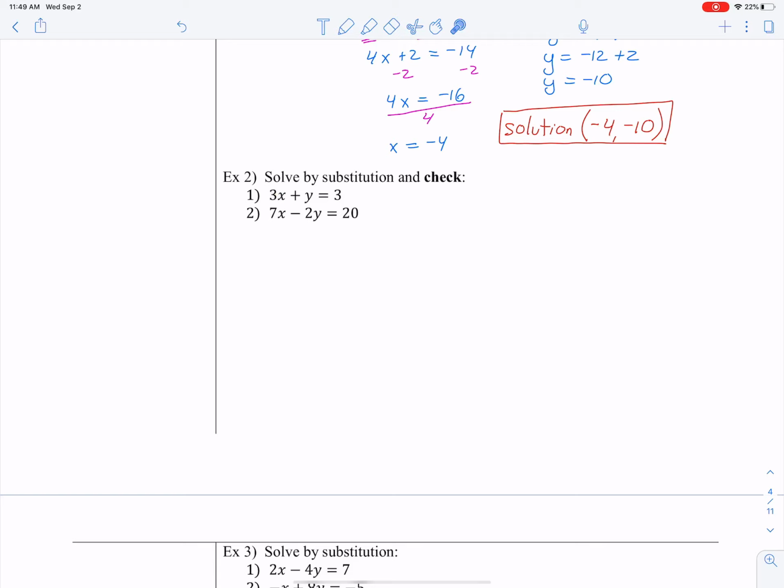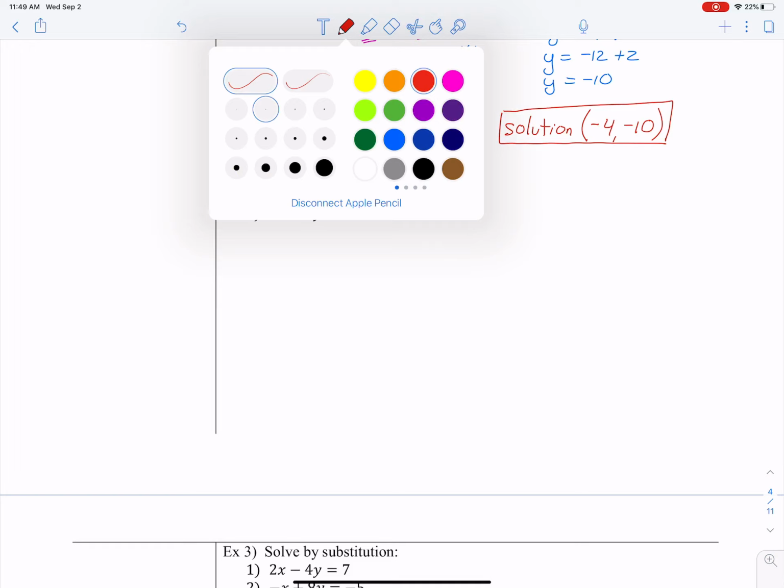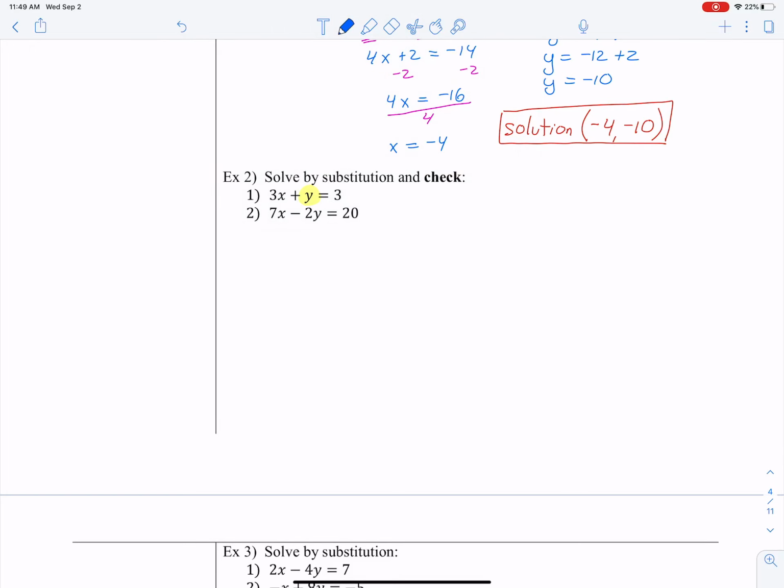So here we have 3x, we have a y by itself, we have 7x, and we have -2y. So in this case, the easiest one is this y. Okay, so this one's not already isolated, so we have a little bit of work to do. So our step 1 is isolate. So we're going to take 3x plus y is equal to 3. We want the y by itself, so we'll move the 3x over by subtracting 3x from both sides. So we get y is equal to -3x plus 3. Okay, so that's our step 1.